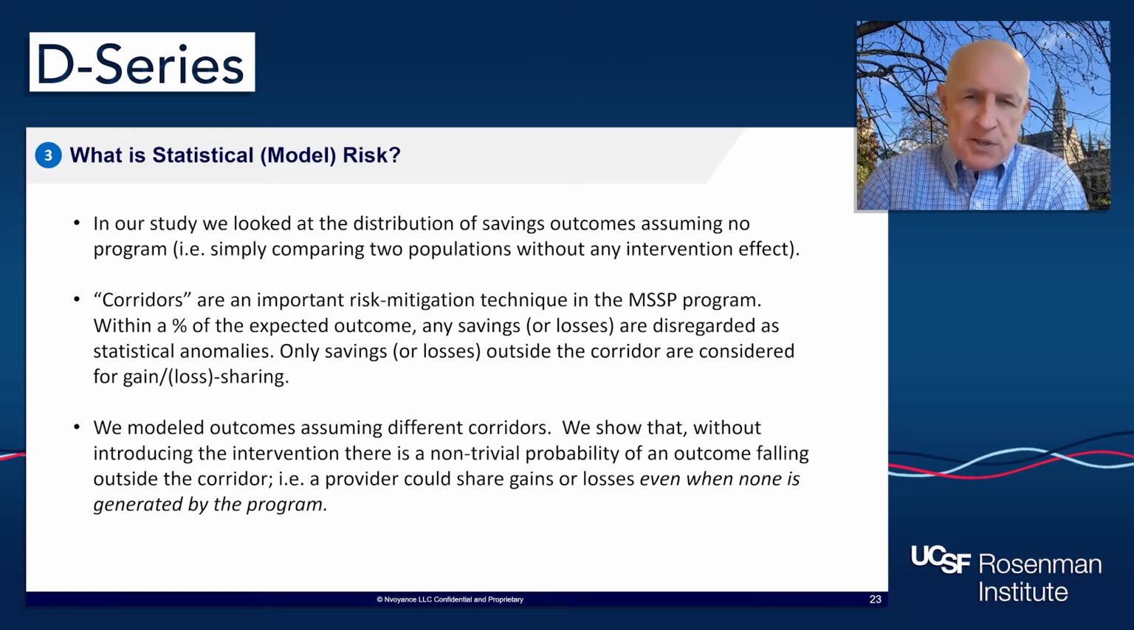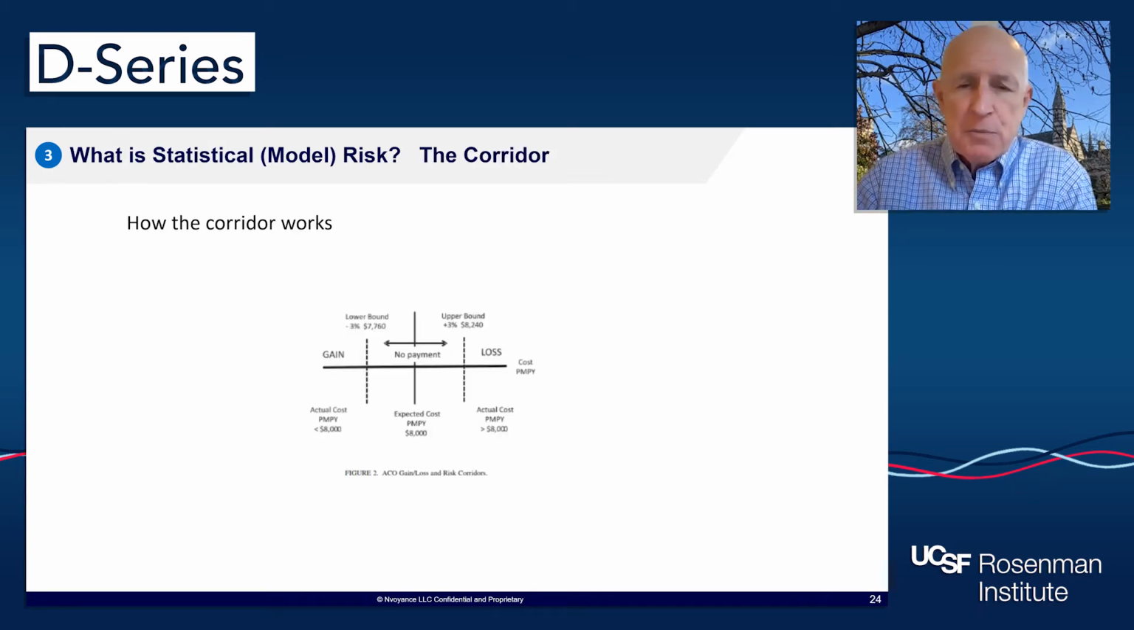Corridors are an important risk mitigation technique in the Medicare Shared Savings Program, or in any program for that matter. Within a percentage of the expected outcome, any savings or losses are disregarded as statistical variation. Only savings or losses outside of the corridor are considered in the gain or loss sharing. And we modeled outcomes in our paper, assuming different corridors. We show that without introducing the interventions, there's a non-trivial probability, simply because of the variability in claims, that an outcome will fall outside the corridor. In other words, a provider could share in gains or losses even when none is generated by the program.